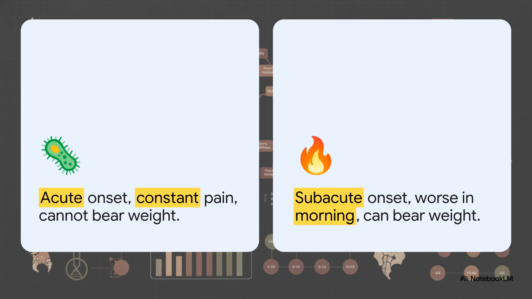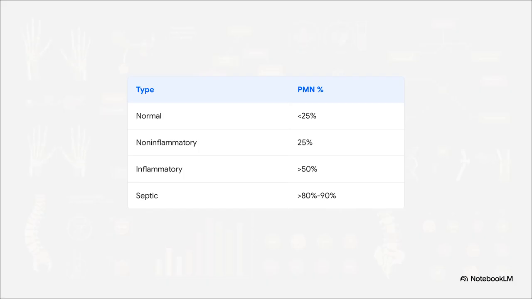Compare that to inflammatory and rheumatologic conditions. Those are usually subacute or chronic, typically worse in the morning, and the patient can usually still bear some weight. Oh, and quick tip, if the pain gets worse strictly in the evening or at night, your brain should immediately start ruling out neoplastic causes.